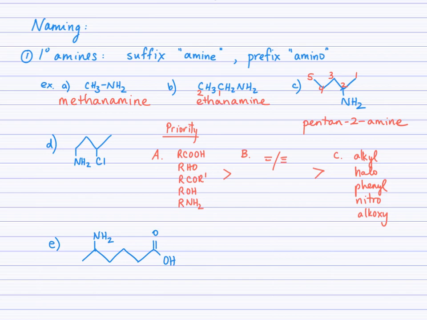Okay, so give questions D and E a shot, and remember that if you are naming the NH2 as a side group, you use the name or prefix amino. Again, there has to be a higher priority functional group present in order for you to name it as an amino.